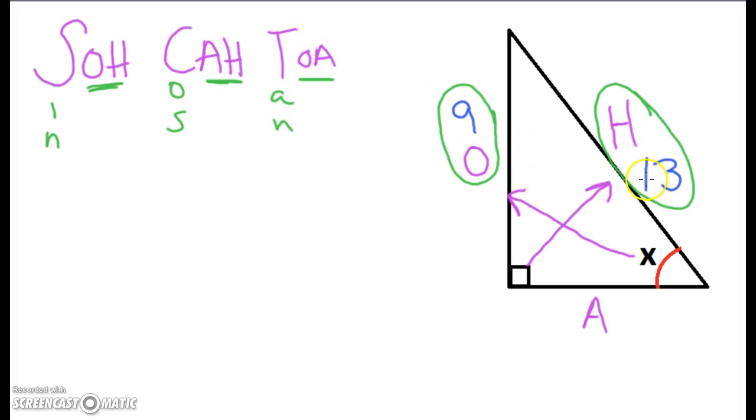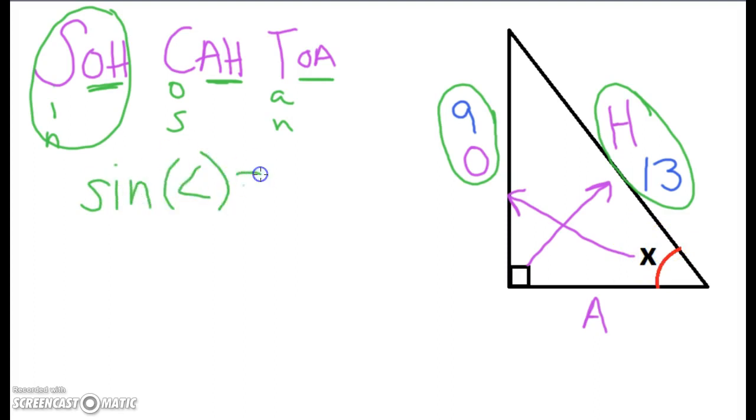So in this picture, we know that O is 9, and we know that H is 13, but we don't know anything about A. So if we know O and H, which trig ratio over here uses O and H? Well, sine does. So if I wanted to set up a trig problem for this picture so that I could solve for x, trig equations always look the same. Sine of the angle is equal to O over H.